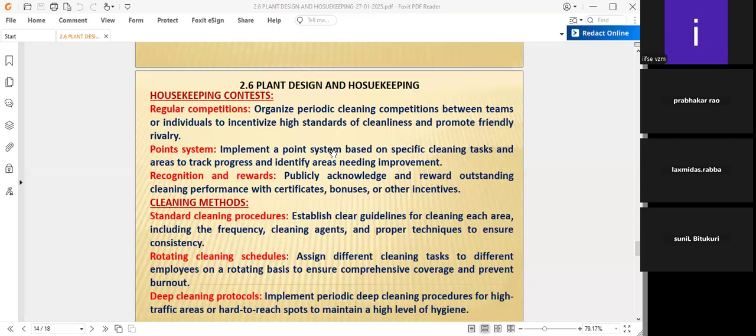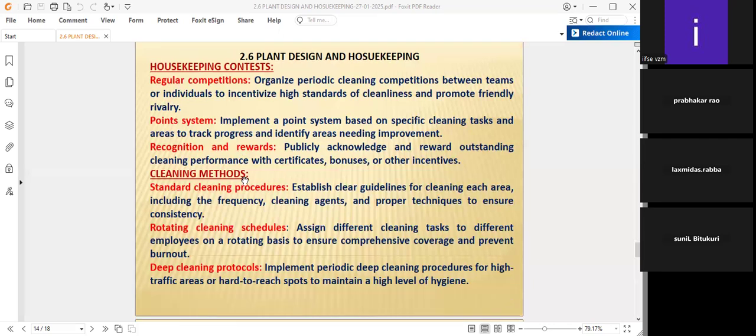Implement a point system based on specific cleaning tasks and areas to track progress and identify areas needing improvement. Here, waste bins should be arranged near the cleaning areas with the mobile system. Recognition and rewards: the awardees, the winners, are to be recognized publicly.